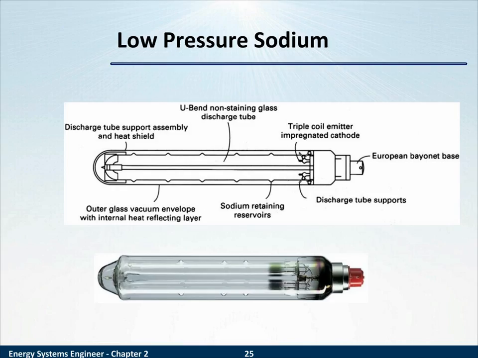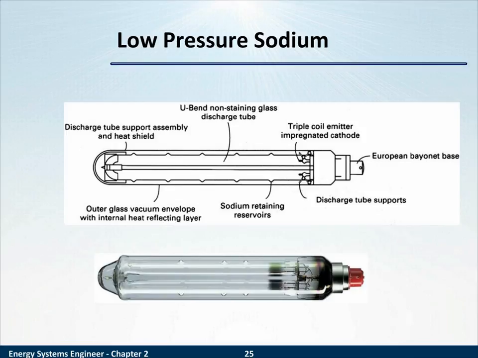Low pressure sodium is another gas discharge lamp. Its geometry may be a little different. These dimples, these sodium retaining reservoirs, are a little different. But you see a similarity to a tungsten halogen lamp in the glass coating inside. Glass coating is used to reflect the heat in the lamp, to keep the heat in. Heat being a process that increases lumens per watt.